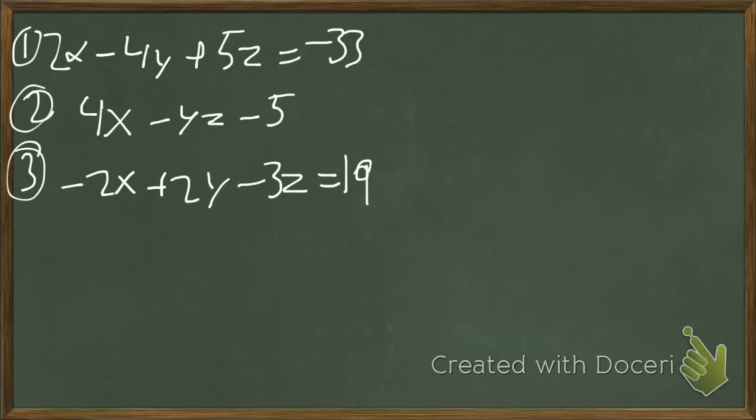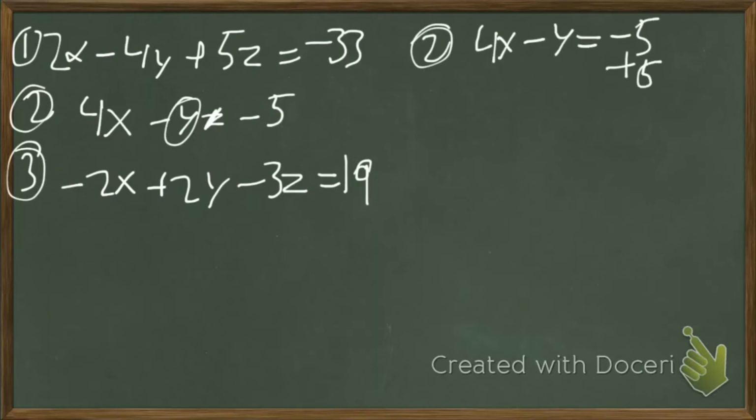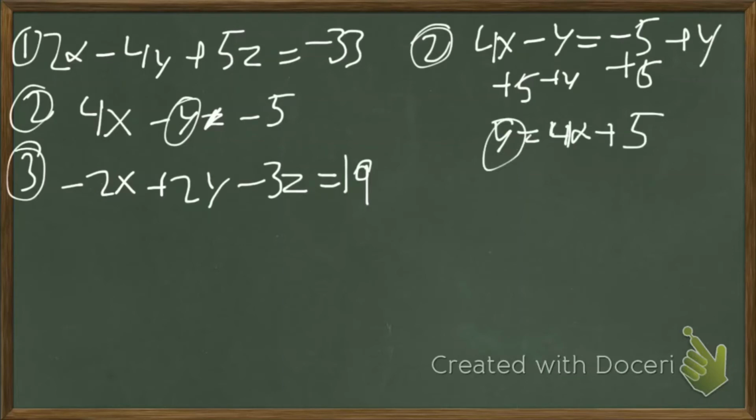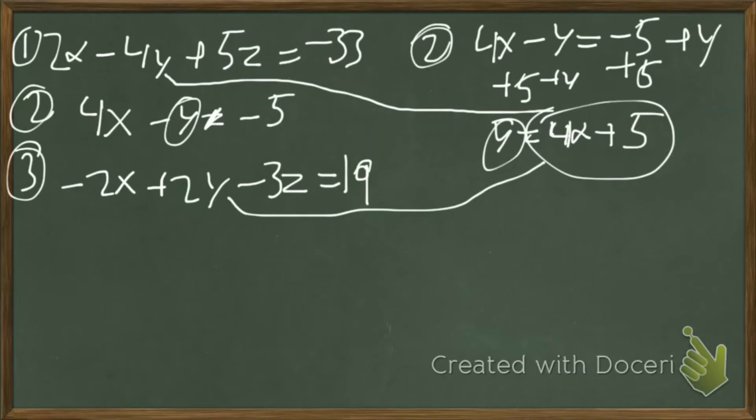I can easily see that the second equation has two variables, so that must be easy enough to isolate. I can easily isolate y, so I'm just going to do that. Second equation: 4x minus y equals minus 5, plus 5 on both sides, and plus y on both sides. This ends up being y equals 4x plus 5, and now I can substitute this value of y into the first and third equations. So I'm going to do that right now.